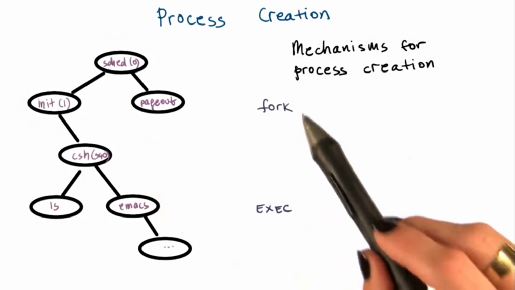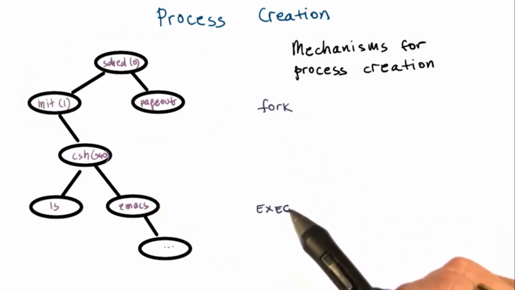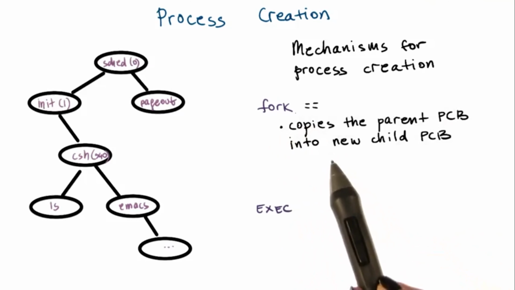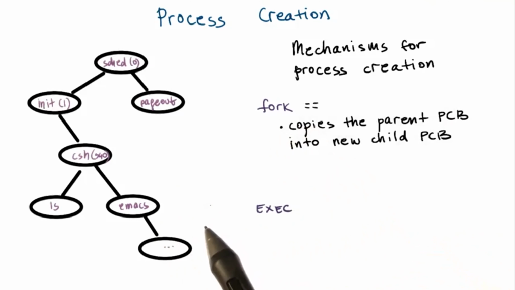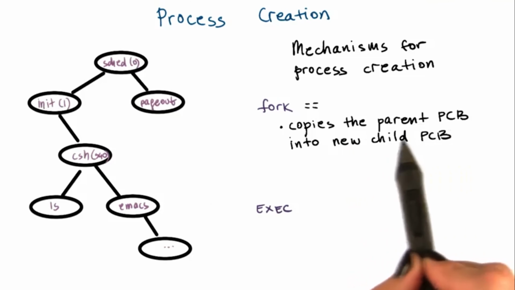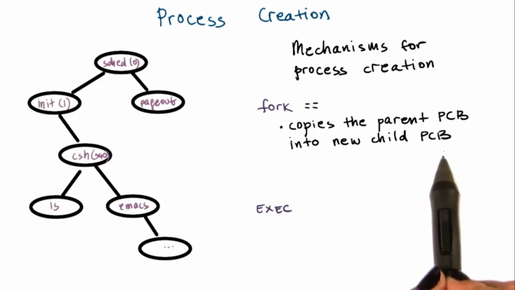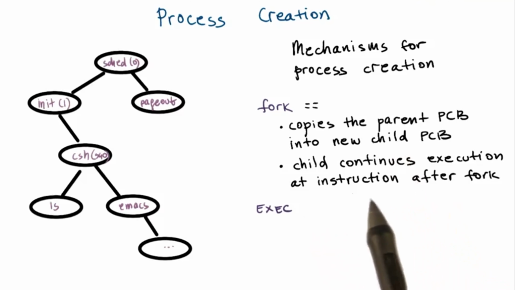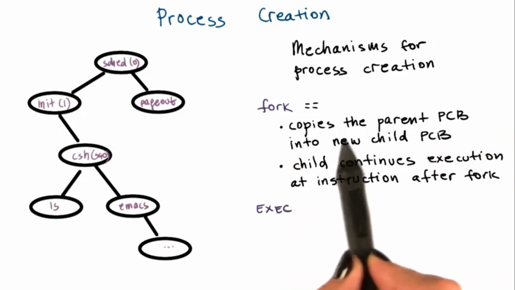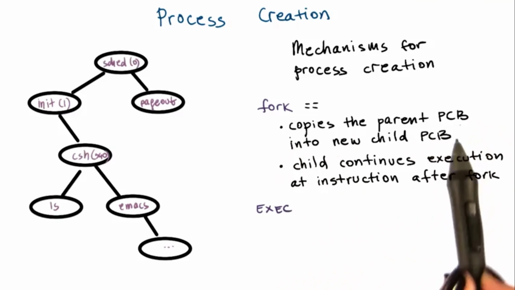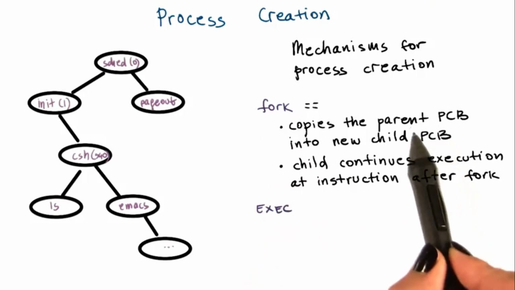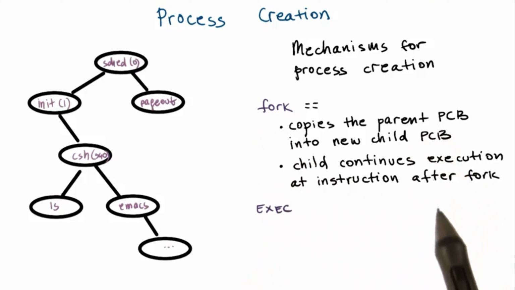Most operating systems support two basic mechanisms for process creation, fork and exec. A process can create a child via either one of these mechanisms. With the fork mechanism, the operating system will create a new process control block for the child, and then it will copy the exact same values from the parent process control block into the child process control block. At that point, both the parent and the child will continue their execution at the instruction that's immediately after the fork. And this is because both the parent and the child have the exact same values in their process control block, and this includes the value of the program counter. So after the operating system completes the fork, both of these processes will start their execution at the exact same point.